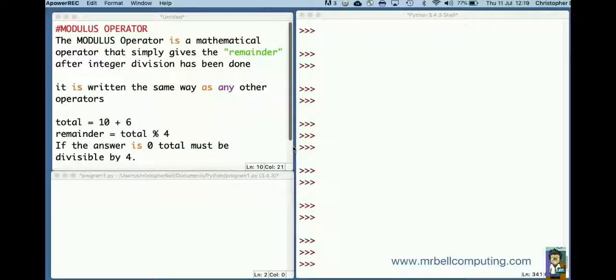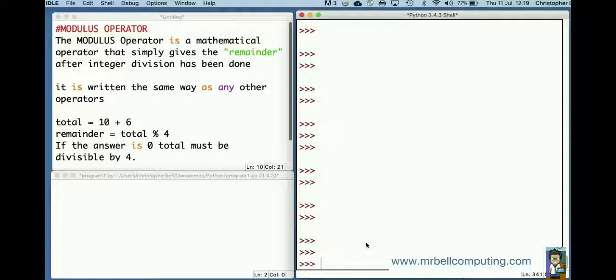In this tutorial, we're going to learn about the modulus operator. The modulus operator is written the same way as any other operator. I'm going to use the interactive window for this demonstration. 7 plus 6, just use the operator in the middle. If I was to put 11 modulus 6, I just do exactly the same thing as I would have done with the plus. You may not understand the answer yet.